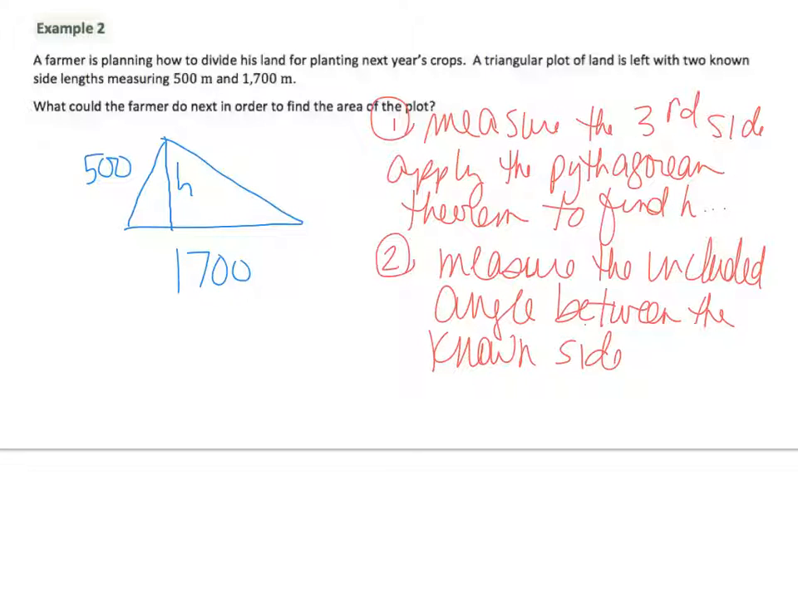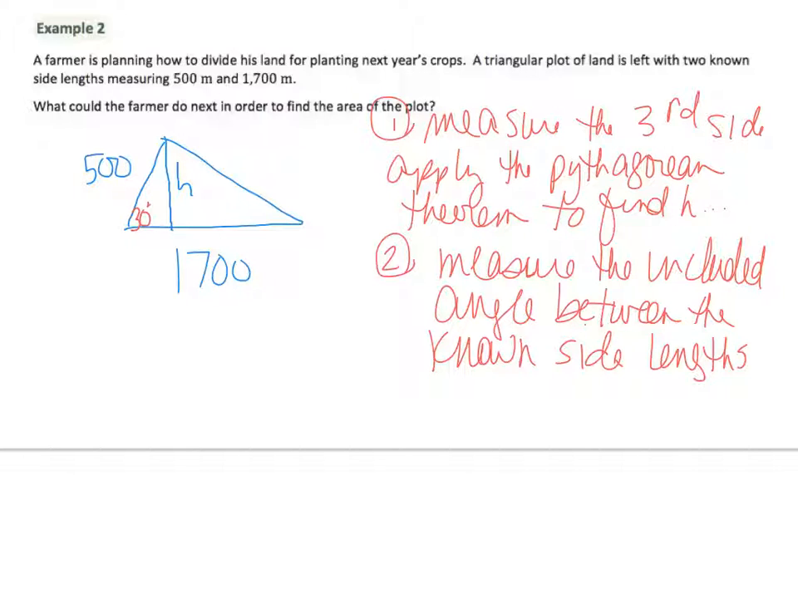It needs to be between the known sides because if we're going to use sine, cosine, or tangent, we have to know what the measurements are. Okay, so suppose the included angle in between the known sides is 30 degrees. All right, what is the area of the plot of land?